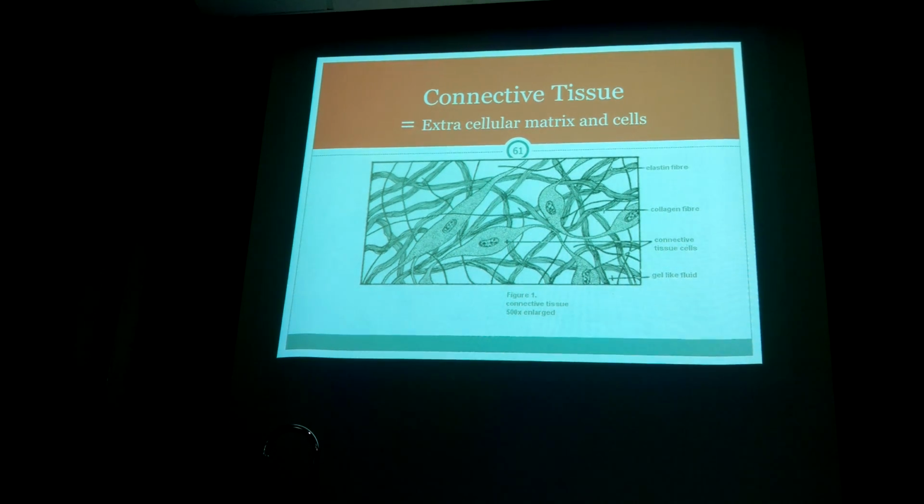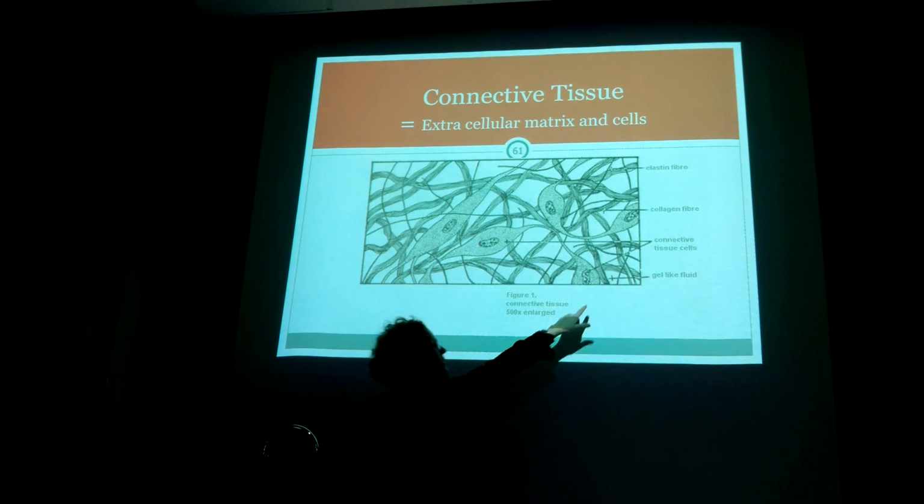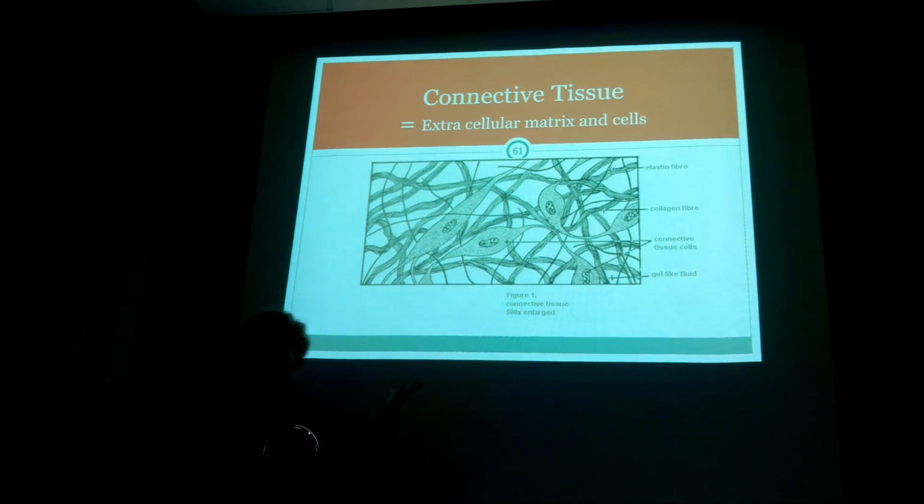So connective tissue is just an extracellular matrix with cells. That's what it is. But how that is formed and what is in it is what makes all those different types. So we might have elastic fibers, collagen fibers. Here would be these connective tissue cells, and then this would be like a fluid, an extracellular fluid.